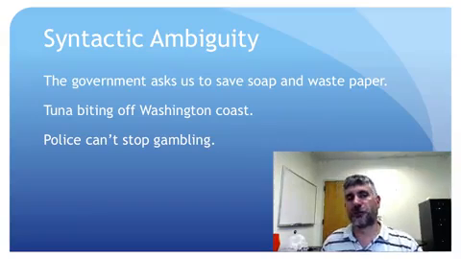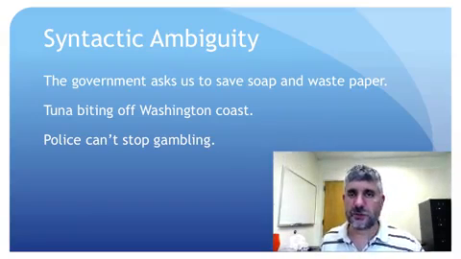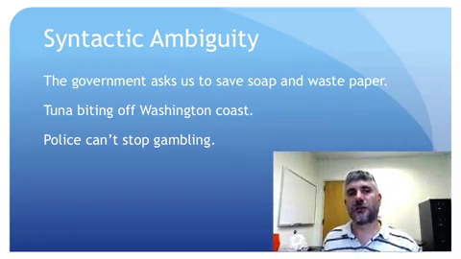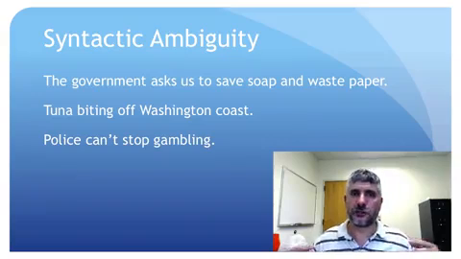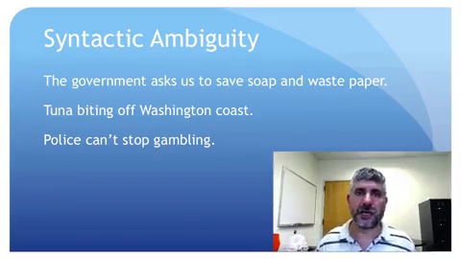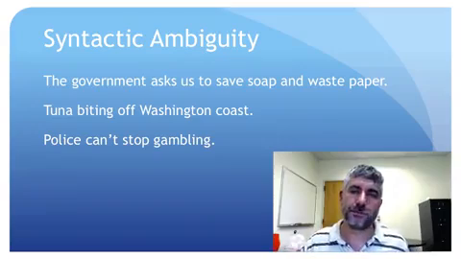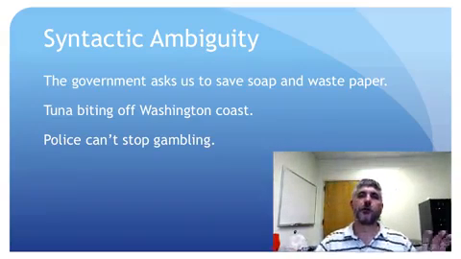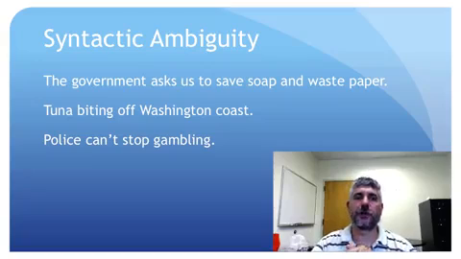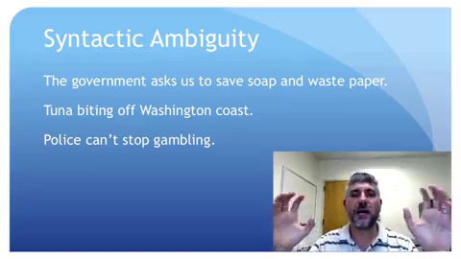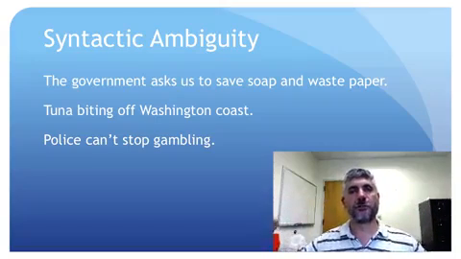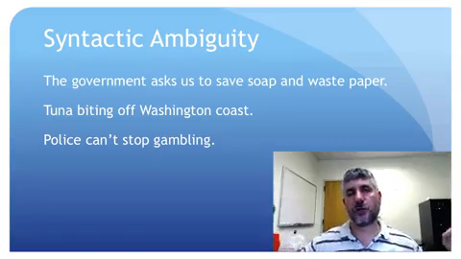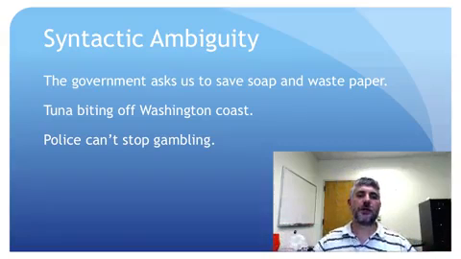Another interpretation of that same sentence, somewhat less plausible, is to say that the tuna are biting off the Washington coast. The Washington coast is itself disappearing as the tuna bite it off. Right? And those two different interpretations differ according to whether biting is understood as a verb or biting off is understood as a verb phrase that relates tuna to the Washington coast.